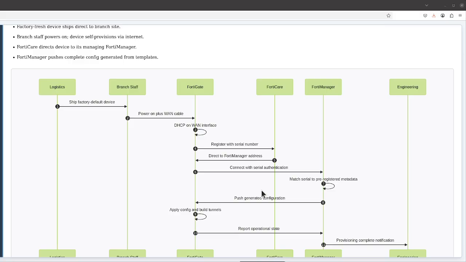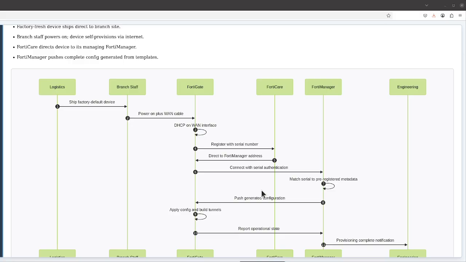The staff member does not need any networking knowledge beyond following a one-page instruction sheet. The FortiGate powers on and executes its default boot sequence. It performs a DHCP request on the WAN interface to obtain internet connectivity, receives an IP address, and establishes basic internet reachability. The FortiGate then initiates a connection to FortiCare, which is Fortinet's cloud registration service.